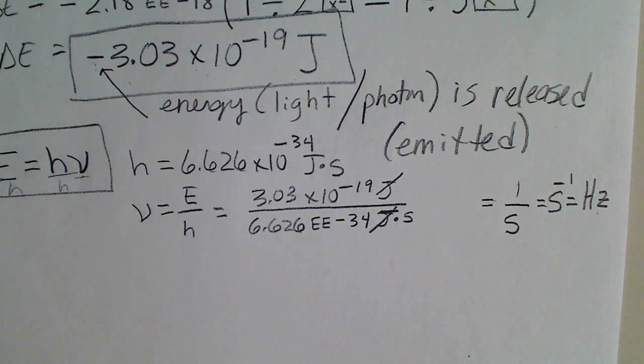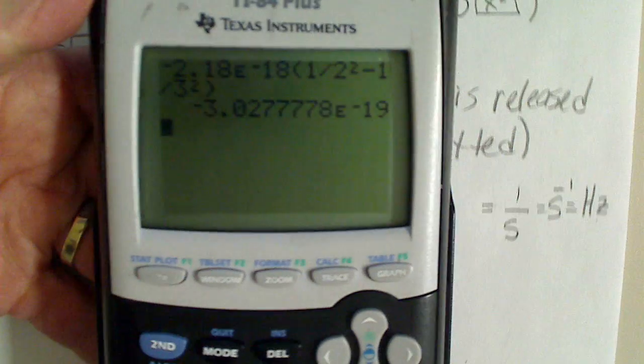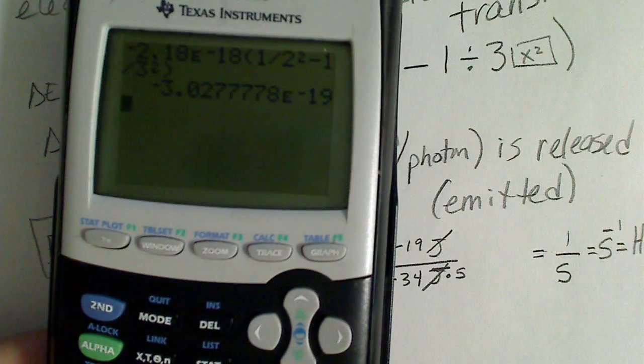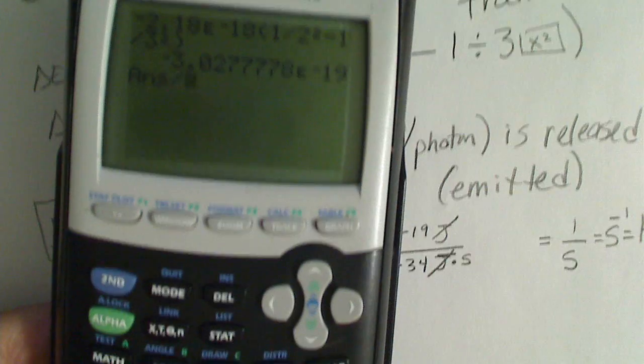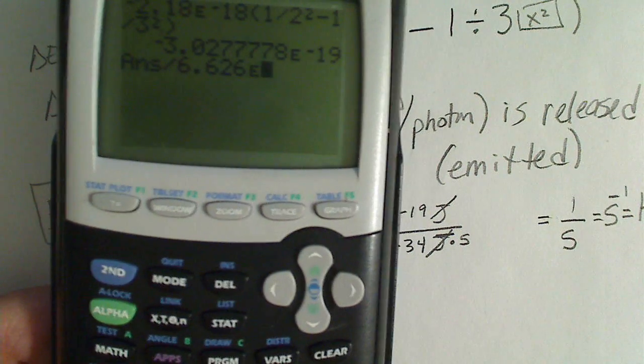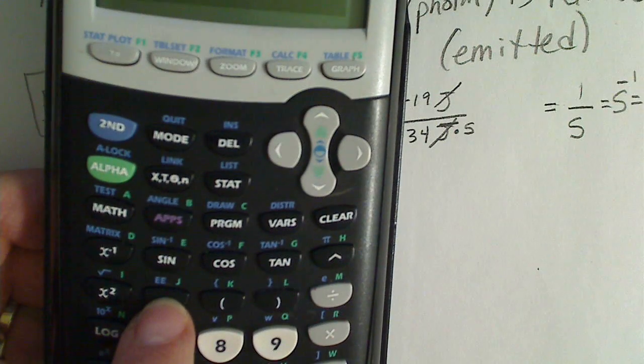So this number is already in the calculator. So I'm just going to leave that there, and I'm going to divide that by Planck's constant, and I'm going to ignore the negative sign. So I'm going to divide that by 6.626 and use the double E key.